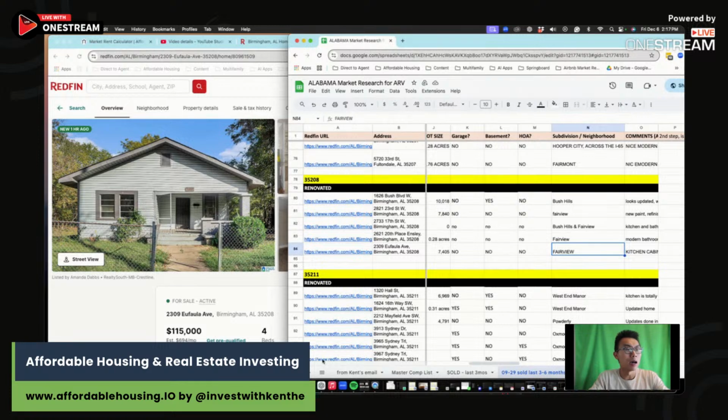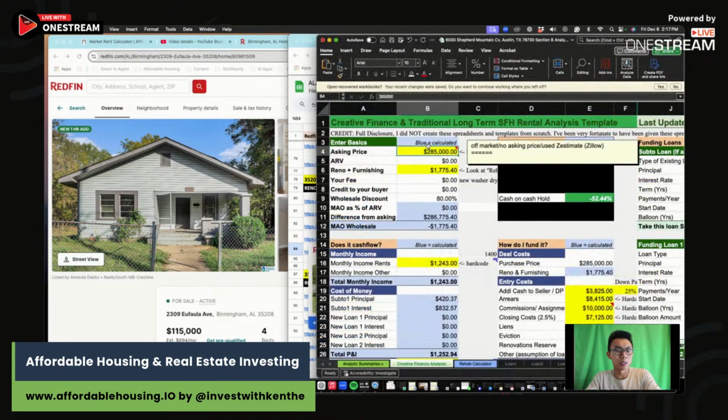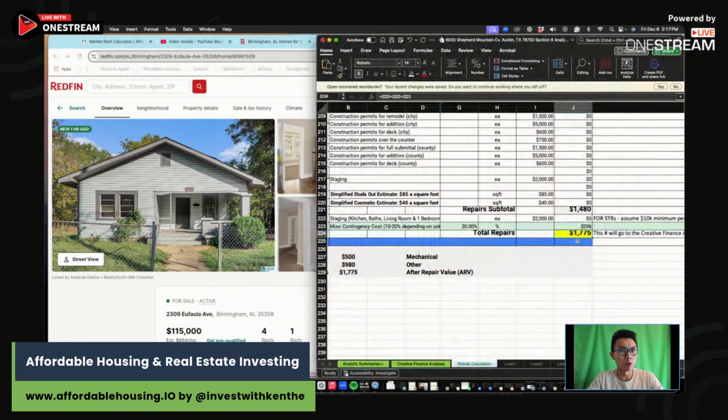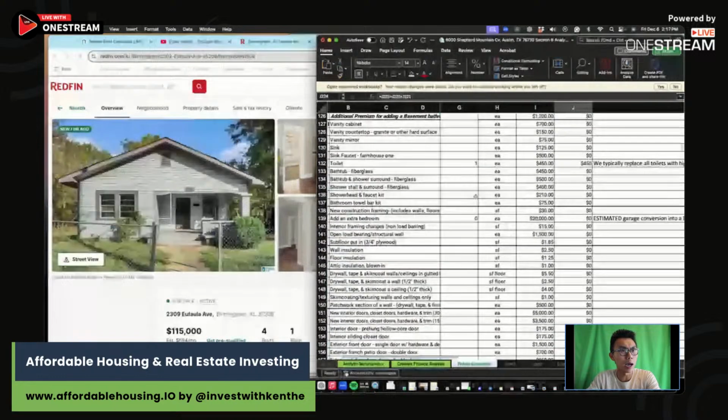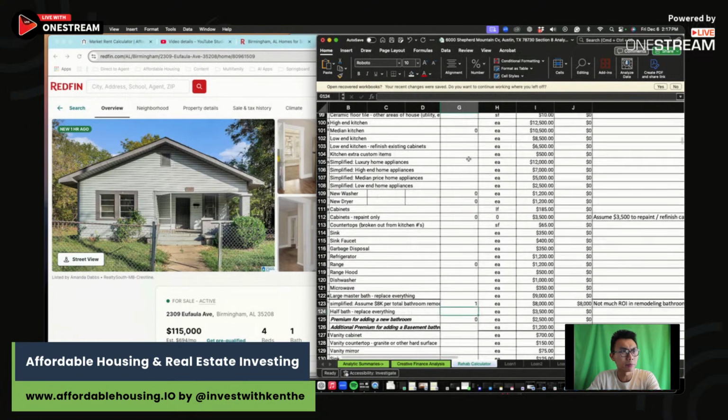All right. Now, if you were to analyze this property, like what would this property yield? So let's do this property, right? So let's assume it's 115 grand for my asking price. Let's go through the renovation. This property is a 1454. So I'm going to assume that I need to replace the entire bathroom. So that's $8,000 roughly. I'm just using a rough estimate.